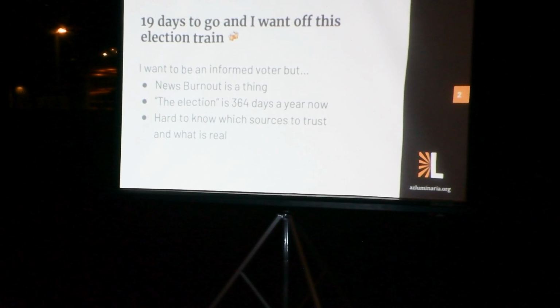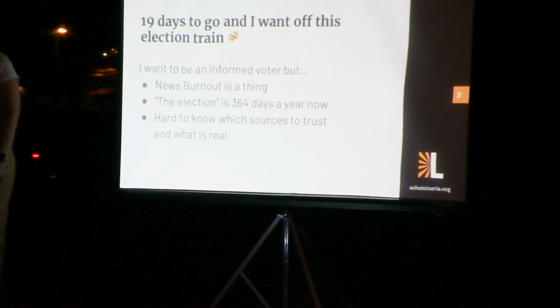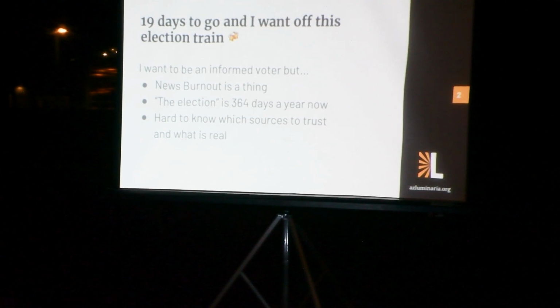You're not imagining the fact that the election is now 365 days a year. It has gotten so that the election cycle is the entire year. And it's hard to know what's real, as we just saw. It's really hard to trust anything. So you're constantly doing this internal calculation of, I saw this story, can I trust it? Do I have to go do all of these things to try to figure it out for myself? How do I figure it out?